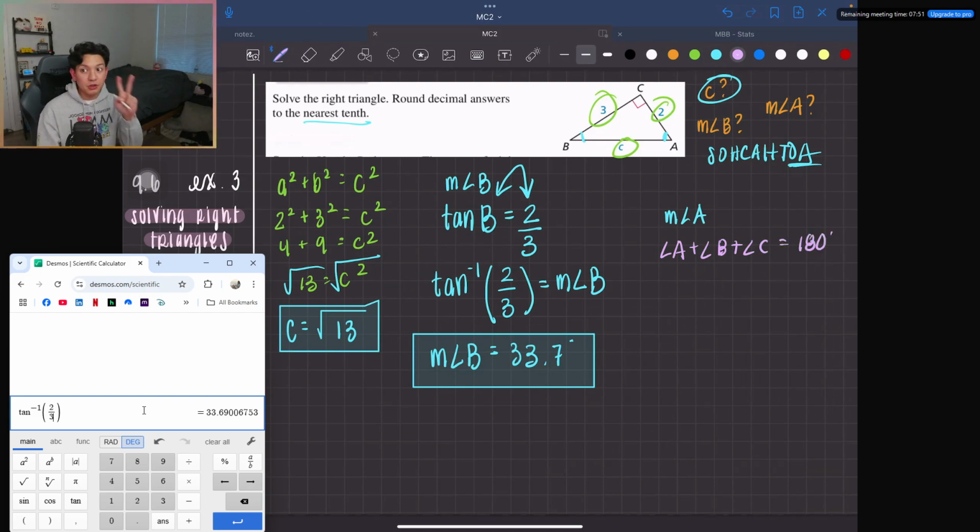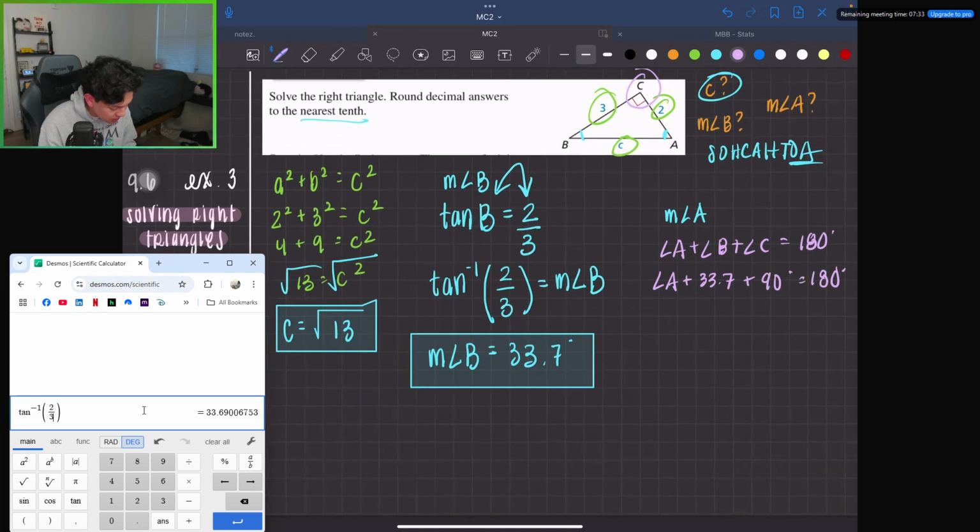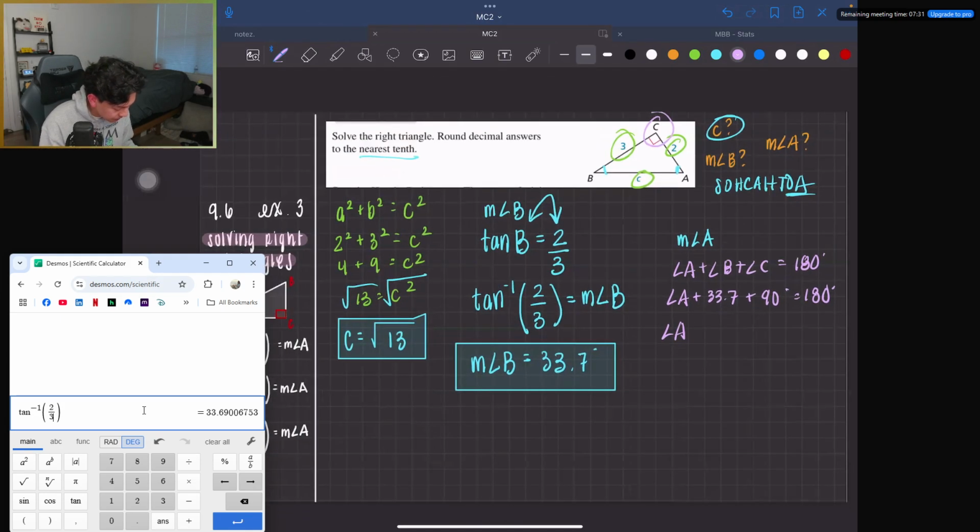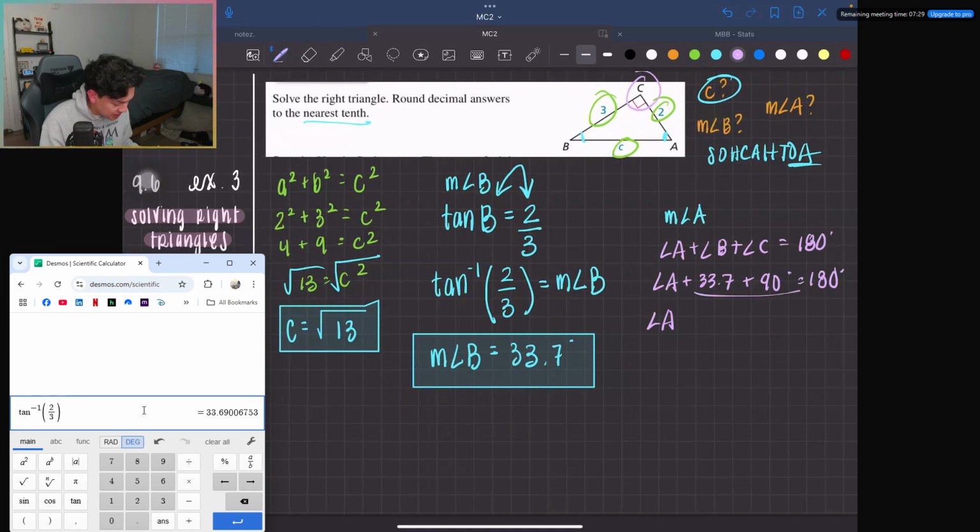Thank goodness we already know two of these three, and all we have to do is solve for the other missing angle. Okay, so we don't know what angle A is, but we do know that the measure of angle B is 33.7 degrees. The measure of angle C clearly is 90 degrees, and that has to equal 180 degrees. So let's simplify this. 33.7 plus 90 is going to give us 123.7 degrees, going to equal 180 degrees.